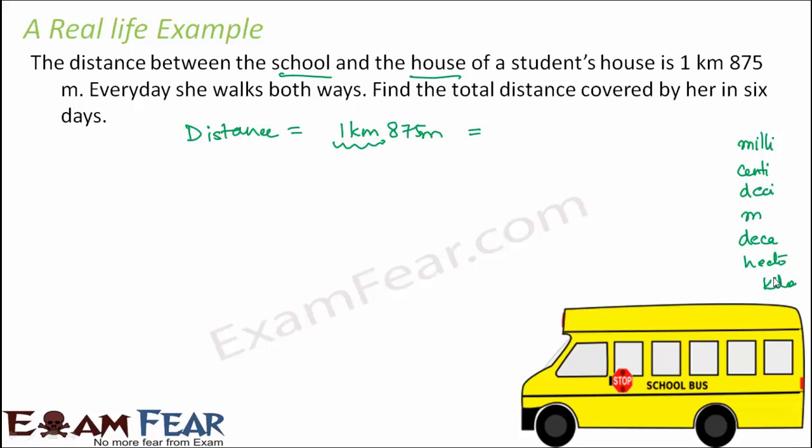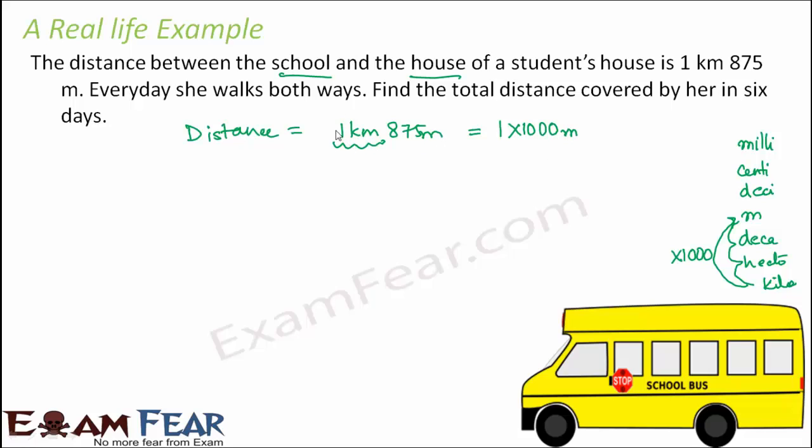Now what am I trying to do? I am trying to convert from kilometer to meter. So basically I am moving up. Moving up means multiply. Multiply by what? Multiply by 1, followed by how many zeros? How many steps am I jumping? 1, 2, 3. So this needs to be multiplied by 1000. So basically 1 kilometer will be equal to 1 into 1000 meters.